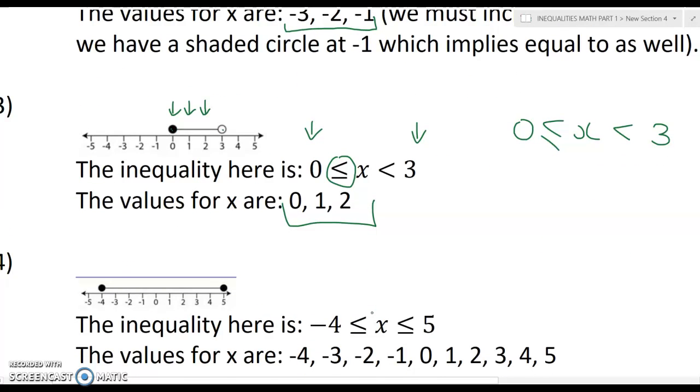And let's look at one more. So here our endpoints are -4 and 5. Both solid circles, both shaded circles. So -4 less than or equal to x less than or equal to 5. So here we include the equal line. And for the values of x here, we must include all the numbers from -4 to 5: -4, -3, -2, -1, 0, 1, 2, 3, 4, 5. Because we have that shaded solid circle there, right?